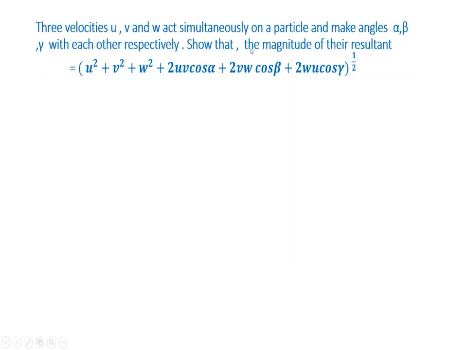Boys, now I discuss another problem. Three velocities u, v, w act simultaneously on a particle and make angles alpha, beta, gamma with each other respectively. Show that the magnitude of the resultant is (u square plus v square plus w square plus 2uv cos alpha plus 2vw cos beta plus 2wu cos gamma) to the power half. At first, we draw a figure.